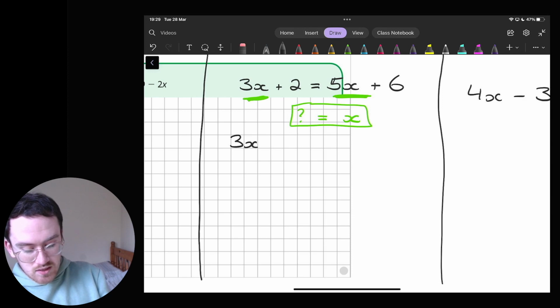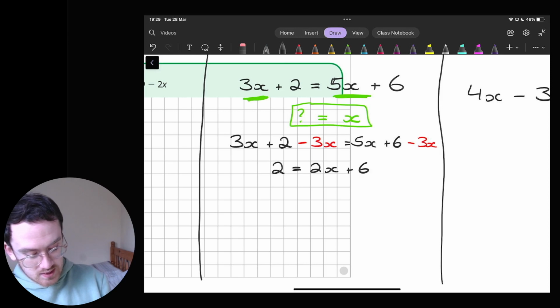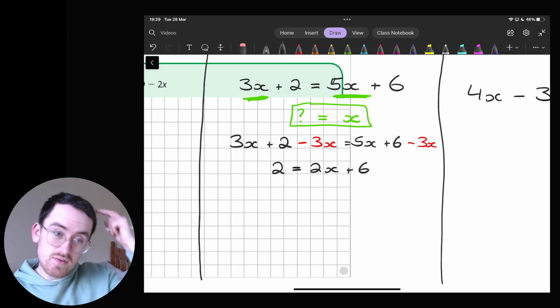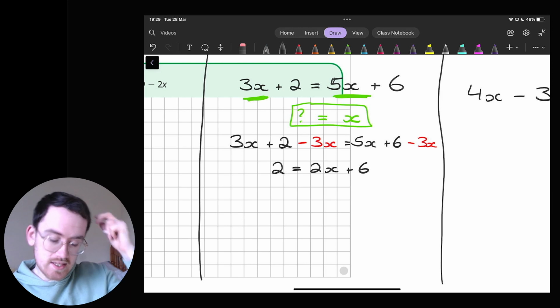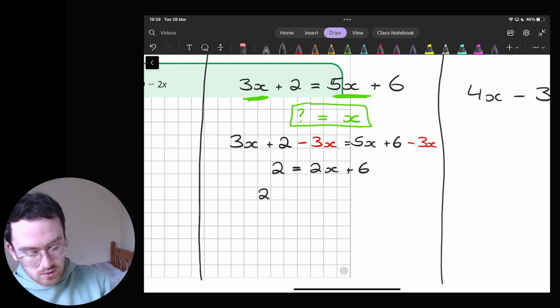So that means I need to get rid of this 3x on this side. So to get rid of that, I would take away 3x, and on the other side, I'll do the same thing. I'll take away 3x. What we get now is all I'm left with is 2 here, and I'm left with 2x plus 6 here. Again, same again, I want to get rid of that 6 on this side. Okay, so I want to get rid of the 6 on this side. So 2, I'll have to take away 6 here.